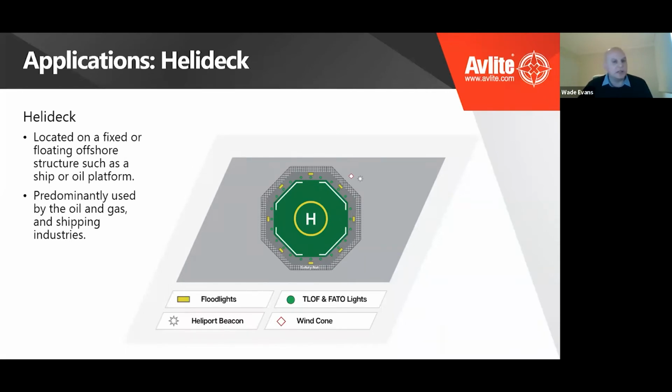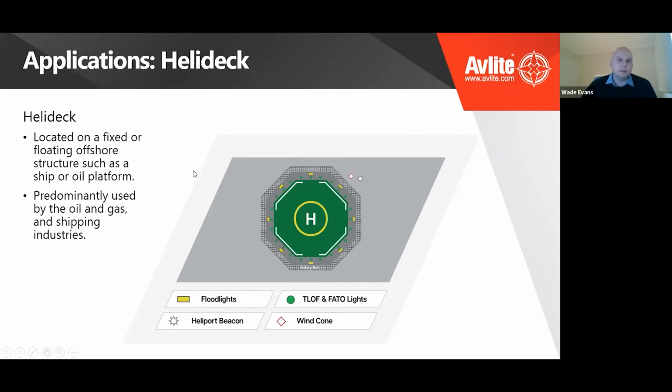This isn't a space that Avlite plays in particularly because it implies a lot of certification overhead on the fixtures themselves. It needs to be explosion proof, needs to be very specific for the application, being predominantly leveraged by oil and gas. However, there are caveats to that. Not all of these oil and gas applications require that level of certification, but the majority do. So there are instances where we have played in the space and done solutions for these kinds of applications.